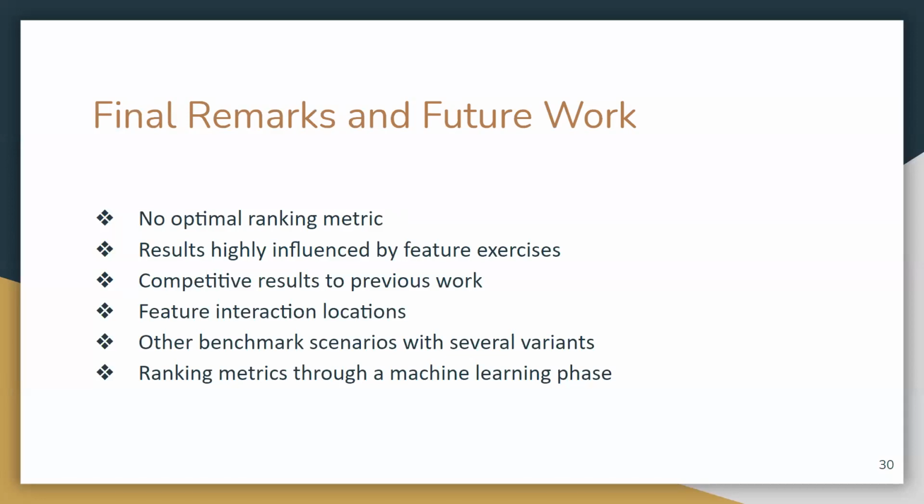This shows how much recall is affected by the execution traces and how much dynamic feature localization could be improved to reach higher recall. Standard spectrum-based ranking metrics obtain competitive results using existing execution traces compared to a previous hybrid approach from Michelon et al. 2021. As further work, we consider calculating feature interaction locations and using other benchmark scenarios with several variants to refine the results through hybrid approaches. Also, techniques combining ranking metrics through a machine learning phase with already located features can be explored.